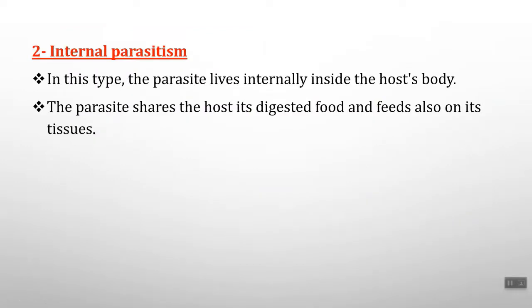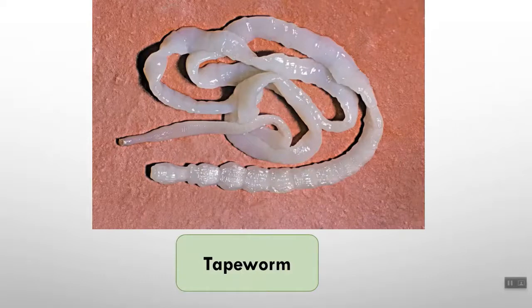And we have the second kind of parasitism. It is the internal parasitism. In this type, the parasite lives internally inside the host's body, and the parasite shares the host's digested food and also feeds on its tissues. And we have many examples of internal parasitism, such as the tapeworm. This is an internal parasite.